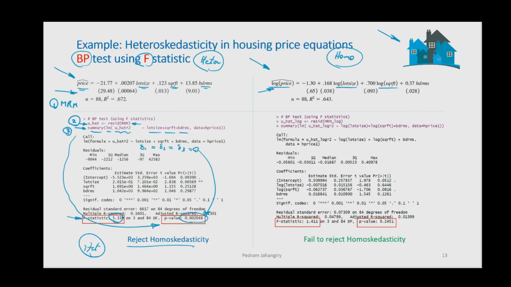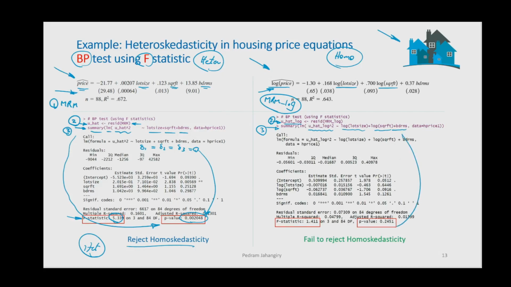So the left-hand side is heteroskedastic. Let's do exactly the same steps on the right-hand side. Step number 1, do this regression. Call it MRM underscore log to make sure that we distinguish them. Step number 2, save the residual. Call it U hat log, again to distinguish it from the other one. Step number 3, run that regression: U hat log squared on all your x's.